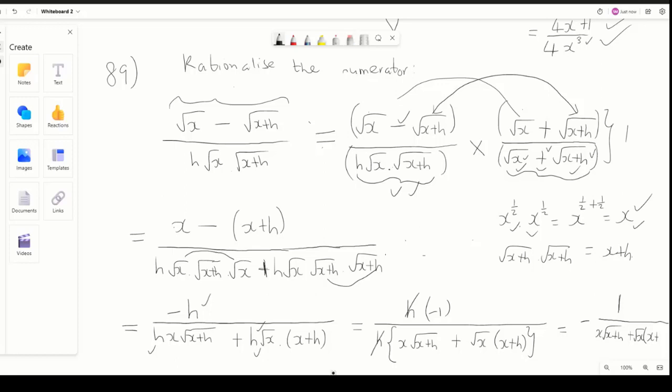What was this? x plus h. There's your final result, guys. So I recognize that in the numerator here, I've got h. In the denominator, h appears twice. So I take it out as a common factor, and then I cancel it. So my final answer, let's write this nicely here, is minus 1 over all that, okay?